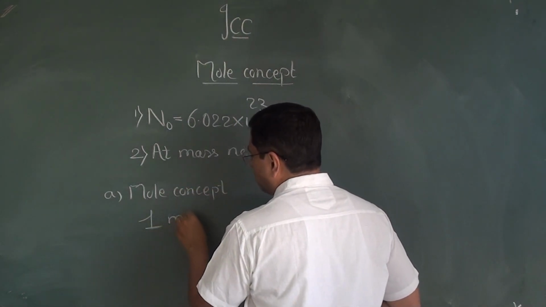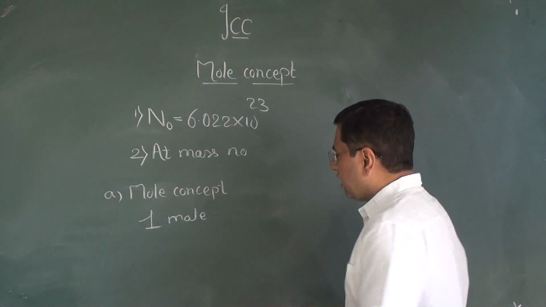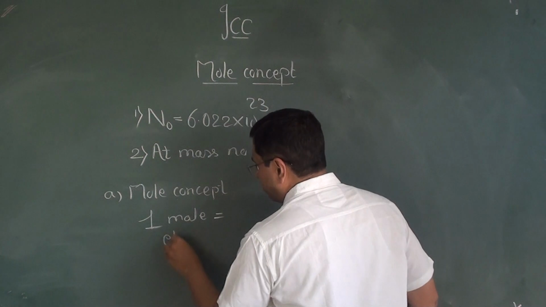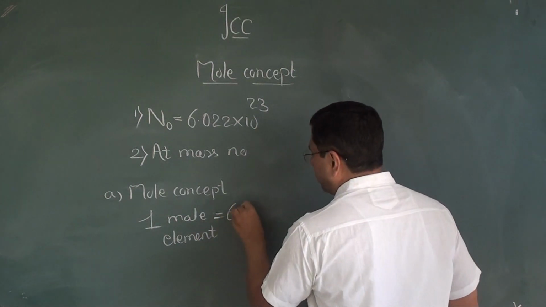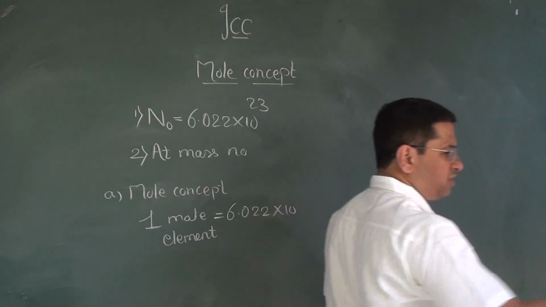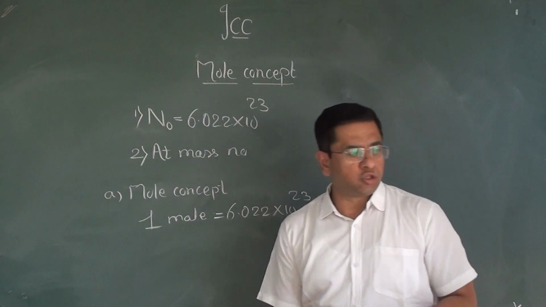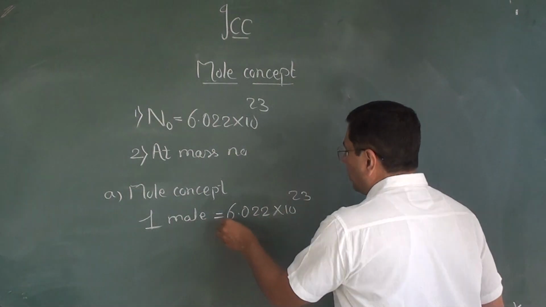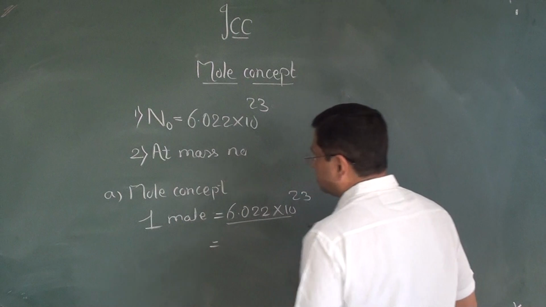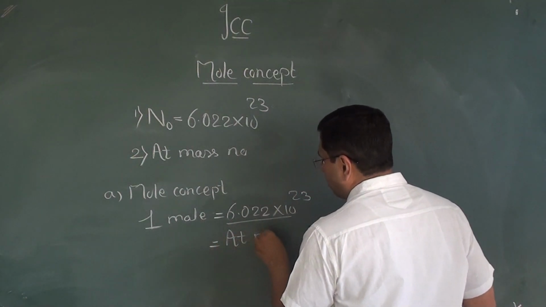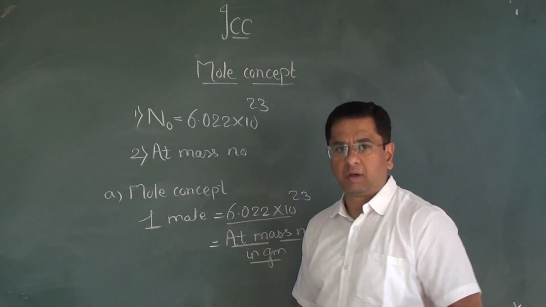One mole of anything, please pay attention. One mole of an element is nothing but 6.022 into 10 raised to the power 23 particles. Or one mole of a substance is nothing but the atomic mass number in grams.